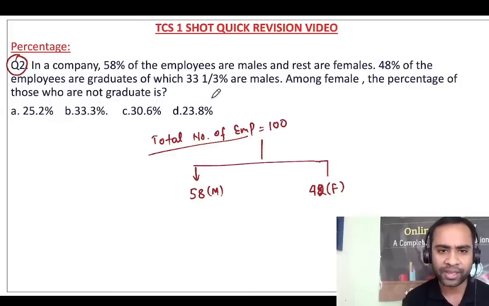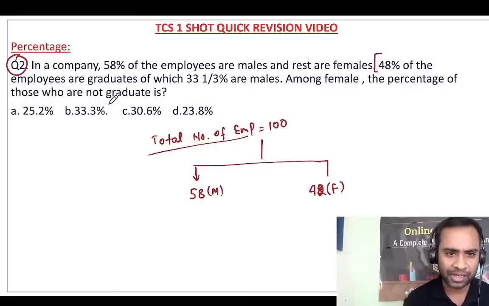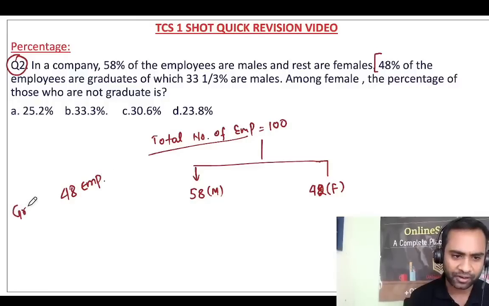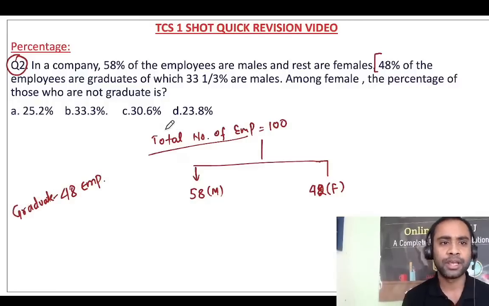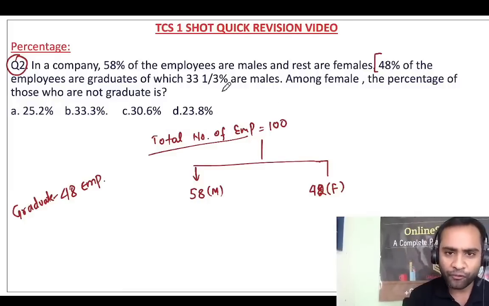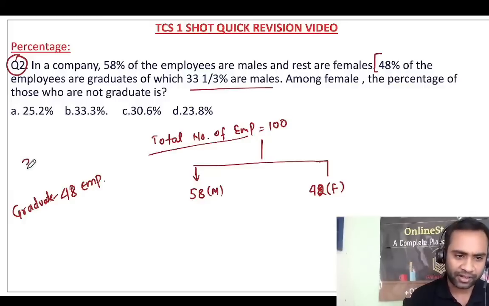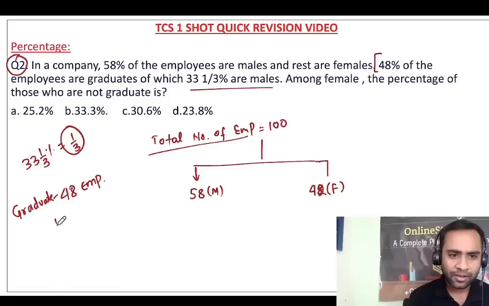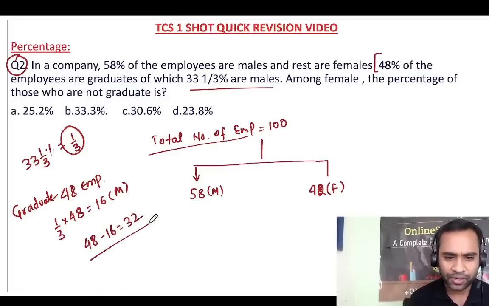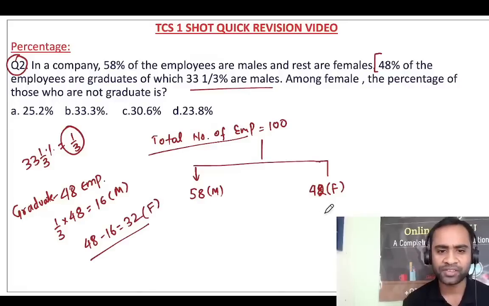48% of the employees are graduate. That means total 48 employees are graduate. Now out of which 33 1 by 3 percent are males. You don't have to get scared: 33 1 by 3 percent is nothing but 1 by 3. So 1 by 3 of the graduates are males, that means 16 employees are males. What about female? 48 minus 16, that means total 32 female employees are graduate.